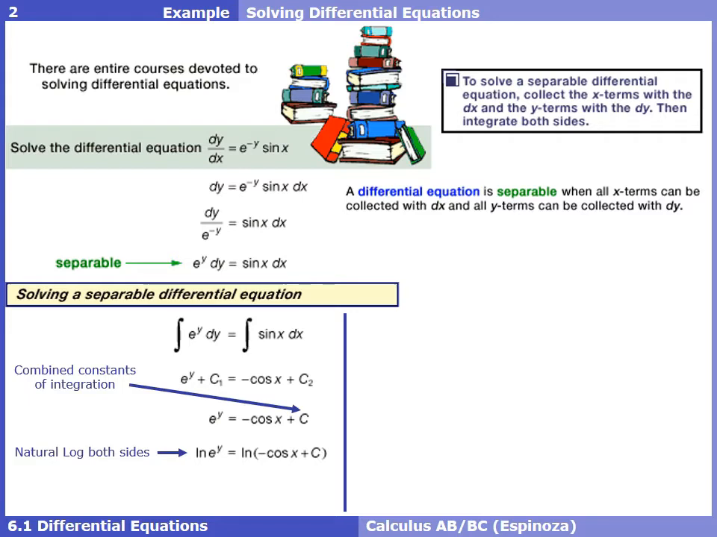The key on the right side, and this would be a common mistake, is to put everything in parentheses. That natural log applies to not only the negative cosine x, but also the plus c. So we definitely need those parentheses there. When we take the natural log of e, they cancel each other in a manner of speaking, and we're just left with the power y.